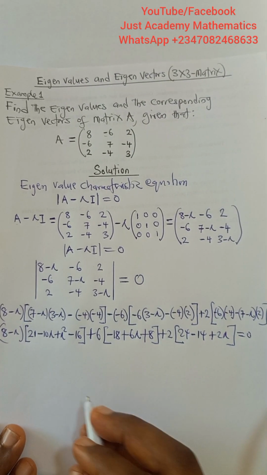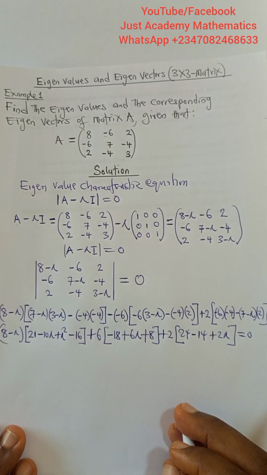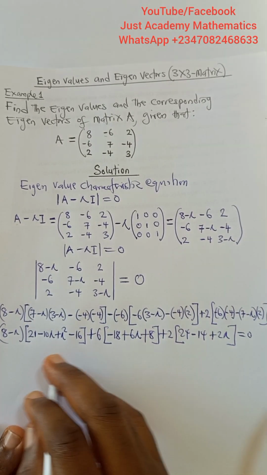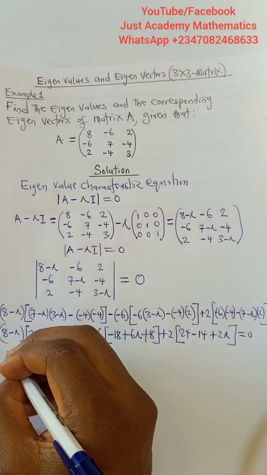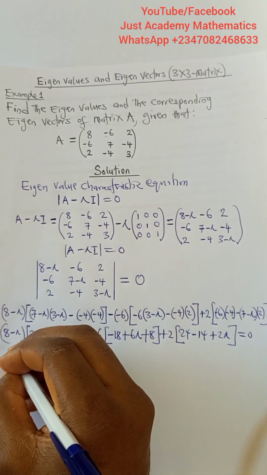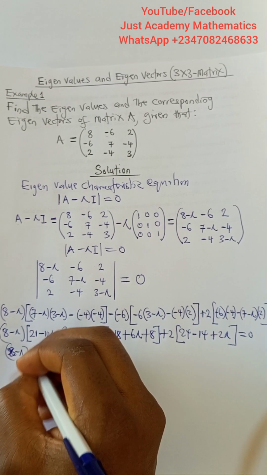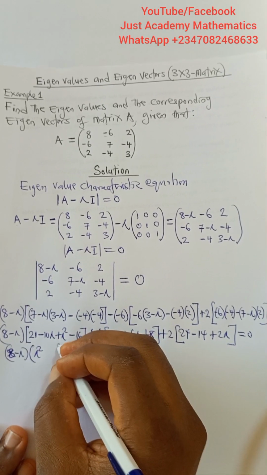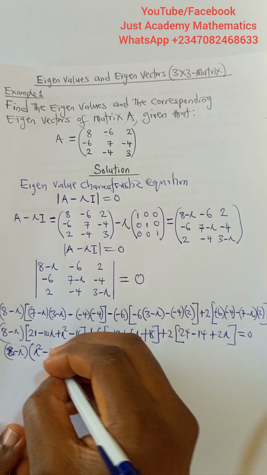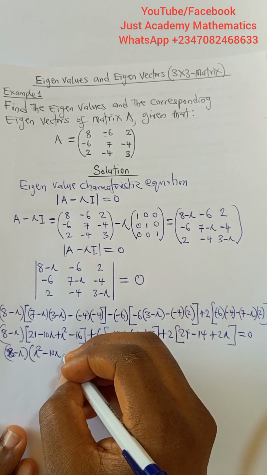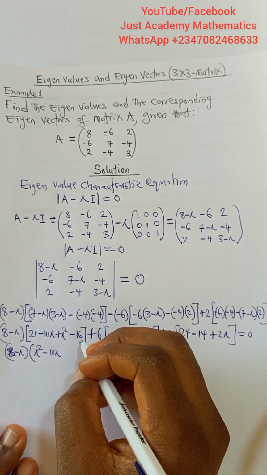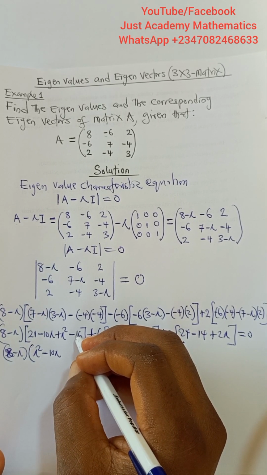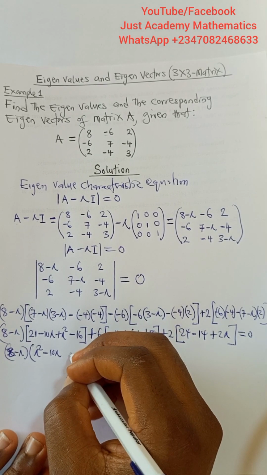Now we can expand further from here. This will give me 8 minus lambda times lambda squared minus 10 lambda. Then we have 21 minus 16, which will give me plus 5.